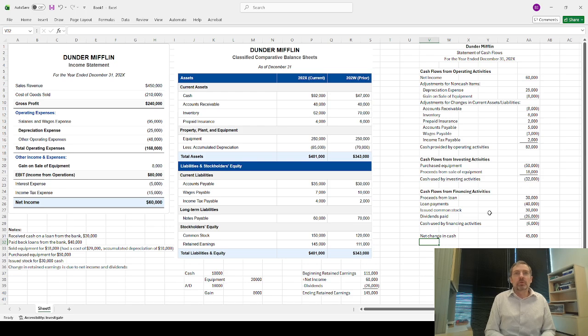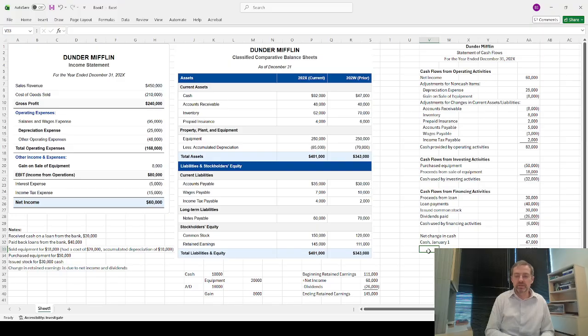And then we say, what was our cash at the beginning of the year? So it might say beginning cash, it might say cash on January 1st, or it might say cash December 31st, 2020, whatever last year's was. And in this case, we get that from the balance sheet, and that was $47,000. And if we add those two together, we had 47 at the beginning of the year. We added a total of 45,000. That gets us 92,000. That should be our cash on December 31st.